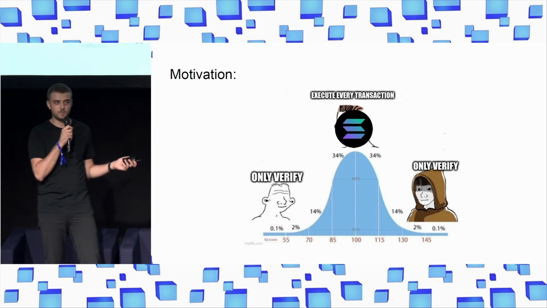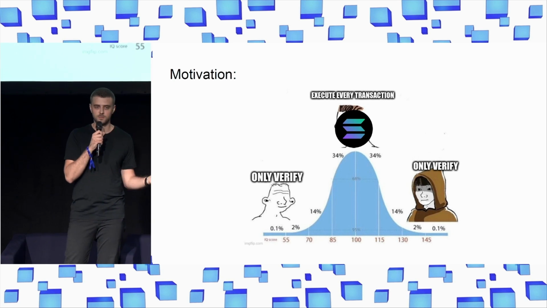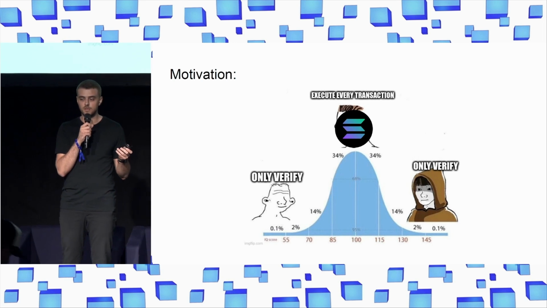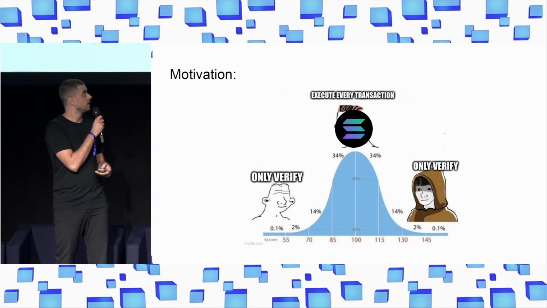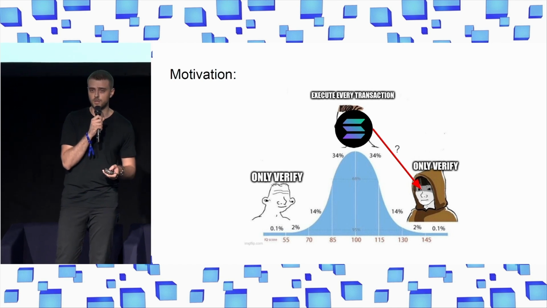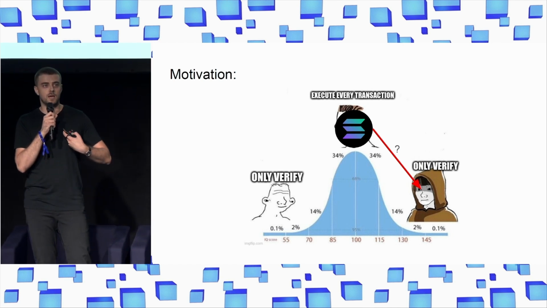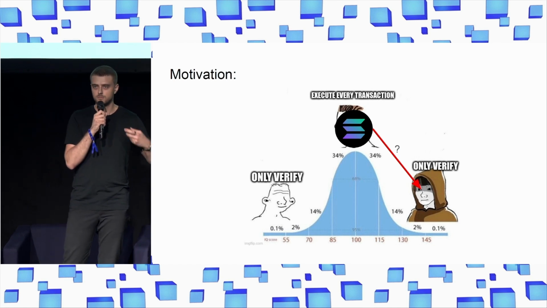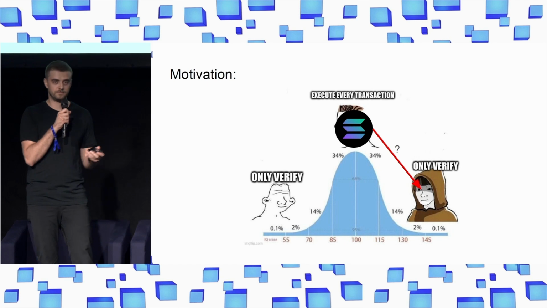Let's take Solana, for example. It does everything. It executes the whole thing. And you can maybe see some conversion to move to the right part, right? We have ZK compression. Maybe we will have roll-ups on top of Solana and only verify.